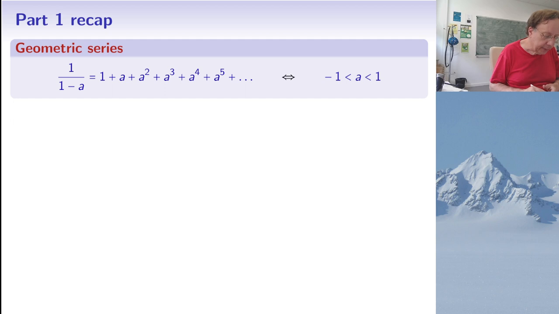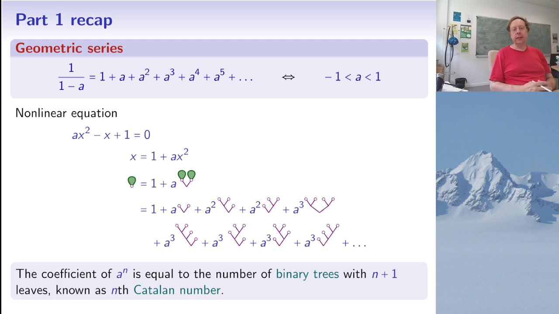And the second example that was a bit more complicated is when you want to solve a quadratic equation, a x squared minus x plus 1 equals 0. So we do have a formula for the solution, but you can also write this as the equation x is 1 plus a x squared. And now what you can do is replace iteratively the x on the right hand side by 1 plus a x squared.